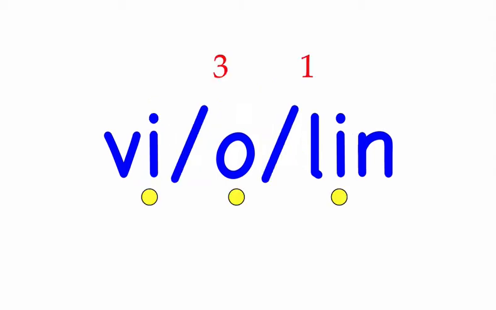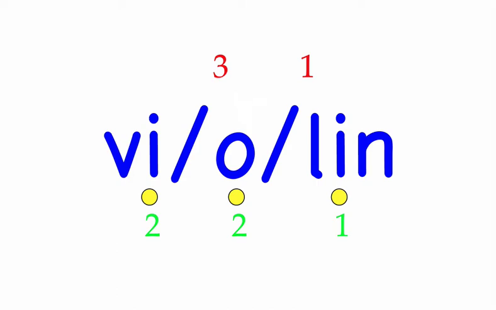Next, we identify our vowel sounds. Three vowel sounds, we have a three-syllable word. Now we apply syllable division. We use syllable rule 3 to indicate why we are dividing between the I and the O. And now we associate vowel group numbers with our vowel sounds. Vi-o-lin, violin. The next word is fiery.